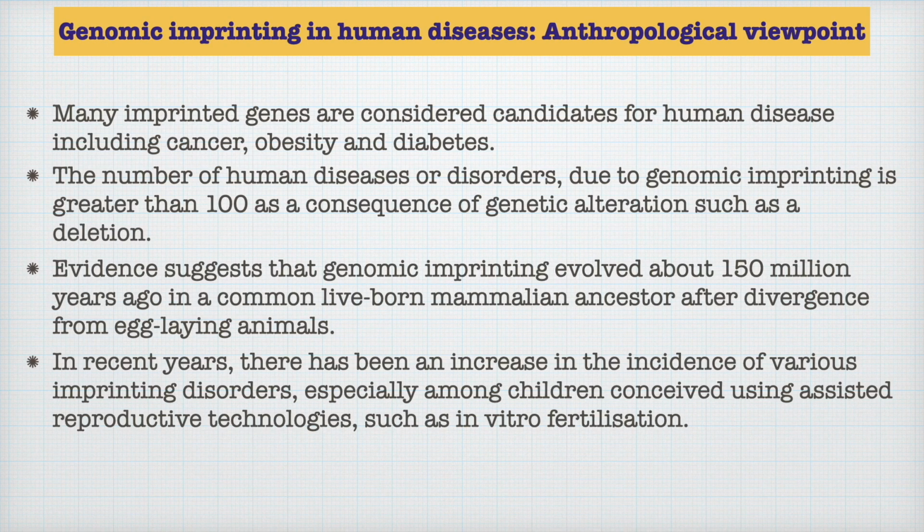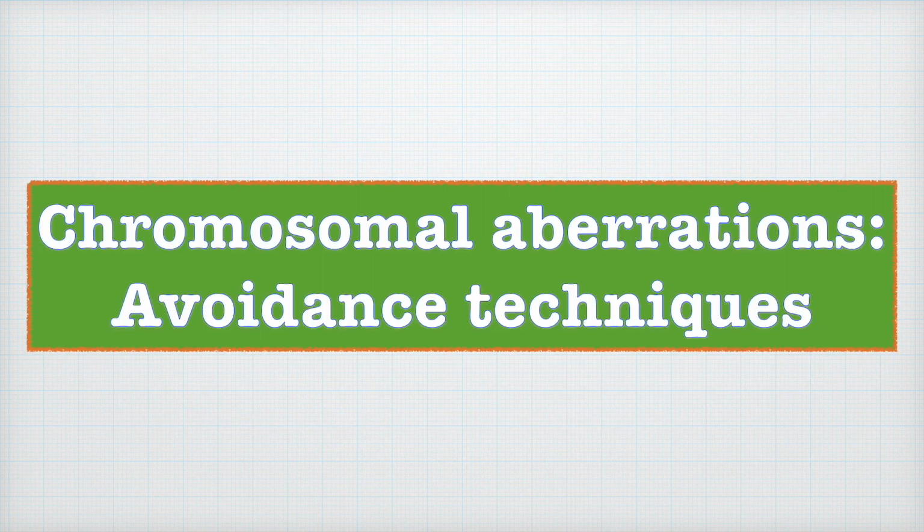Genomic imprinting, anthropological view. The number of human diseases due to genomic imprinting is more than 100. It includes diseases like cancer, obesity, and diabetes. Prehistoric evidence suggests that genomic imprinting evolved about 150 million years ago. Recent years have seen an increase in the incidence of various imprinting disorders, especially among children conceived using assisted reproductive technologies.